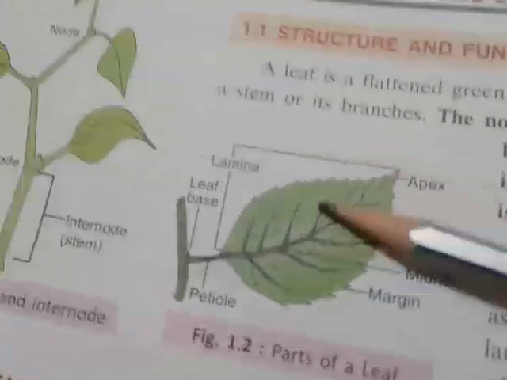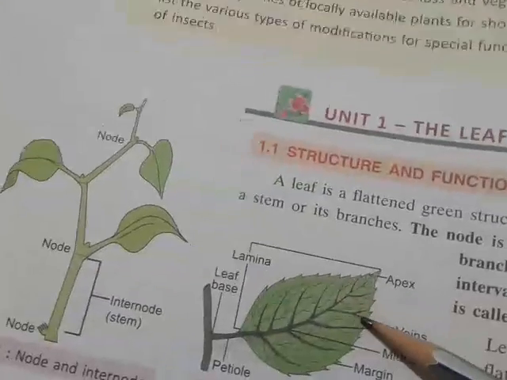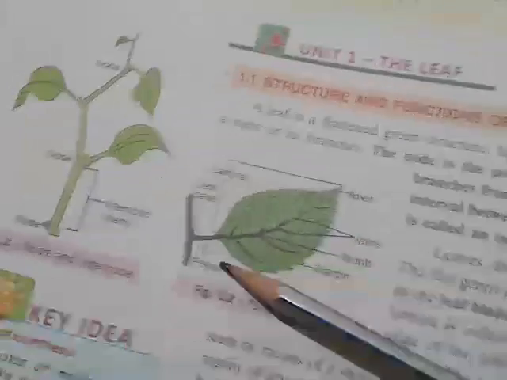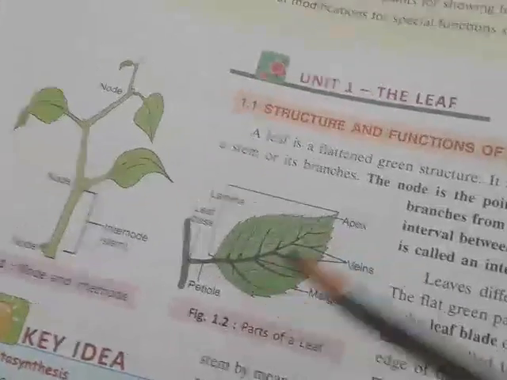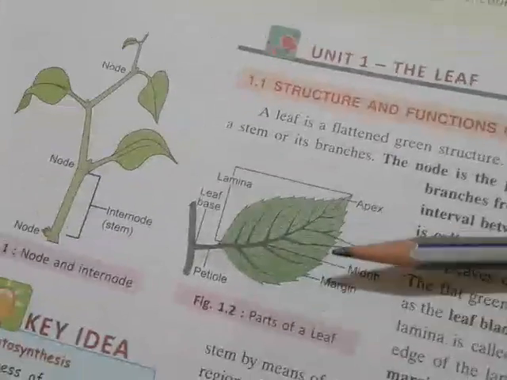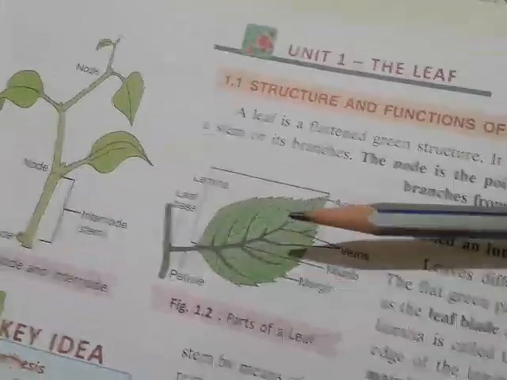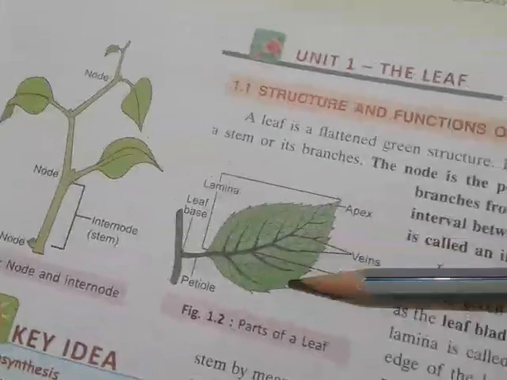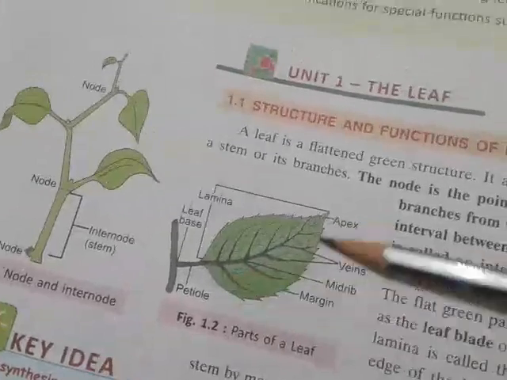This small portion actually is your veinlets. And this dark portion actually is your veins, and this middle portion actually is your midrib. And what is actually your margin? Margin is the outer edge of the lamina. This is the outer portion.